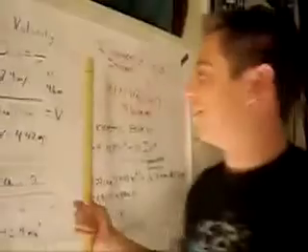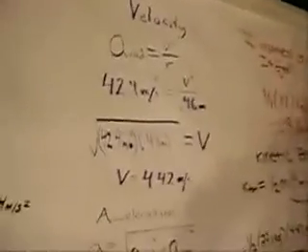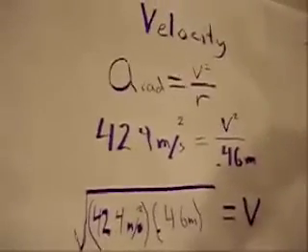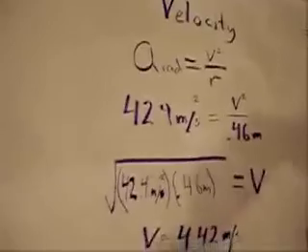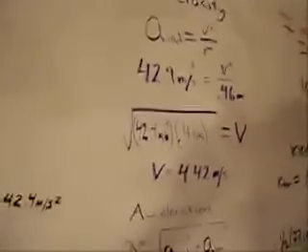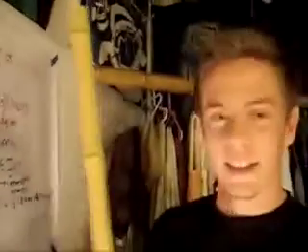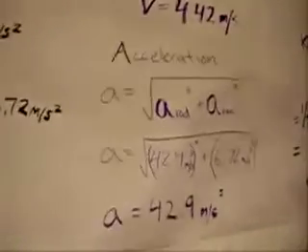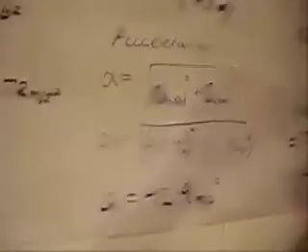The next thing we need to do is find the velocity. So in order to do that, we use the equation a rad equals v squared divided by r, and we took the a rad, 42.4 meters per second squared, and do out the math, and it turns out to be velocity equals 4.42 meters per second. And the next thing we're going to do is find the acceleration. For this, we use the equation a equals the square root of a rad squared plus a tan squared, and that comes out to be 42.9 meters per second squared.